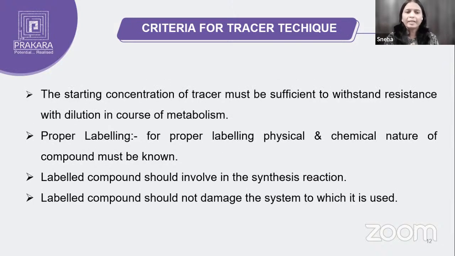Now, what are the criteria here? First, the starting concentration of the tracer. A tracer is nothing but a radioisotope compound. Whatever isotope we are using, like carbon, hydrogen, or nitrogen, it should be stable. Even at a low concentration, it should enter into the medicinal plant. That is the first criterion in the tracer technique. It should not be that we have a higher concentration of the stable isotope and it is not entering the plant. Then we will not use it. Even at a lower concentration, this tracer compound should enter into the medicinal plant. That is the first condition we have to follow.